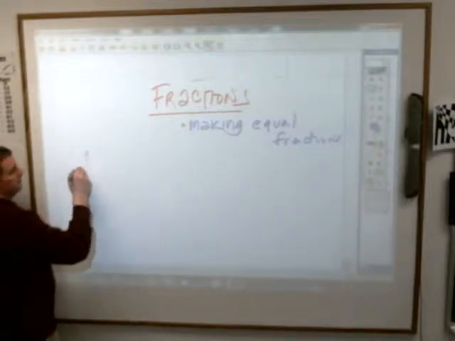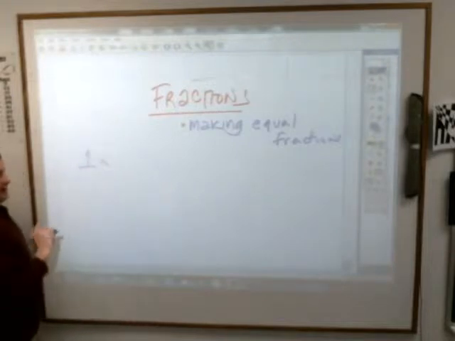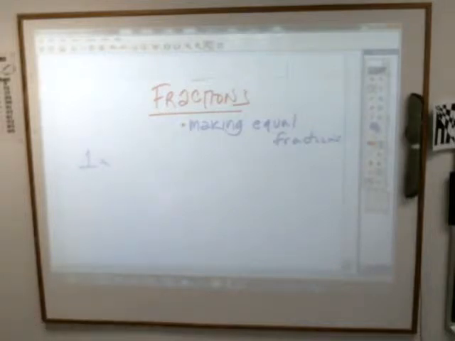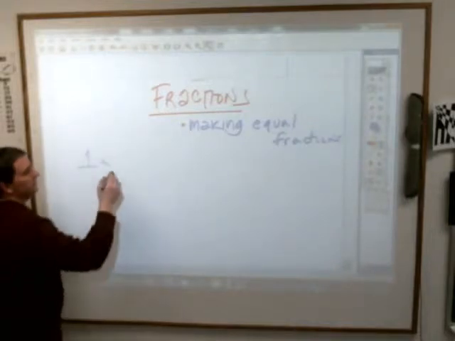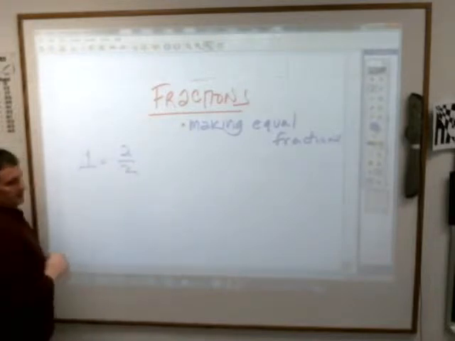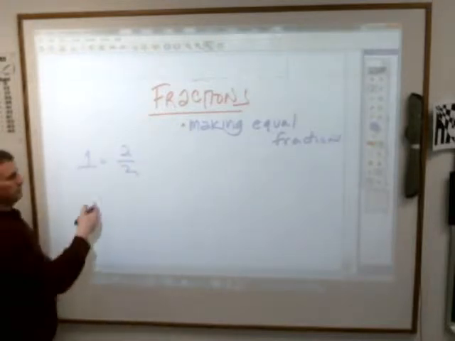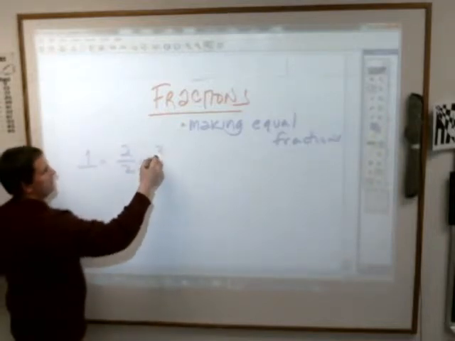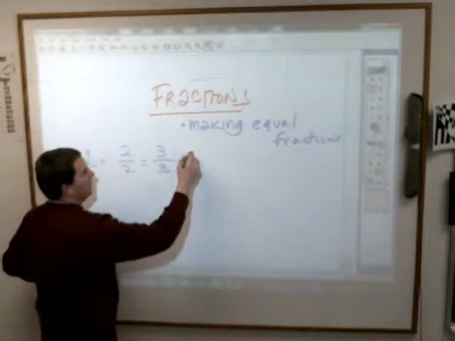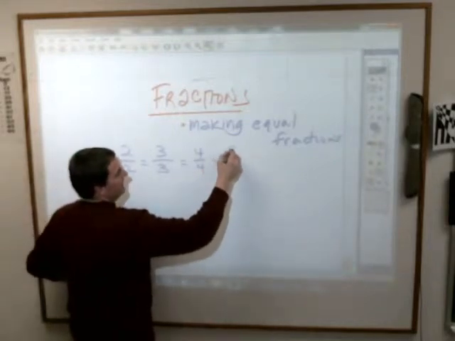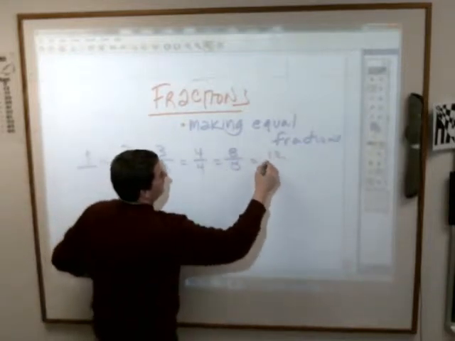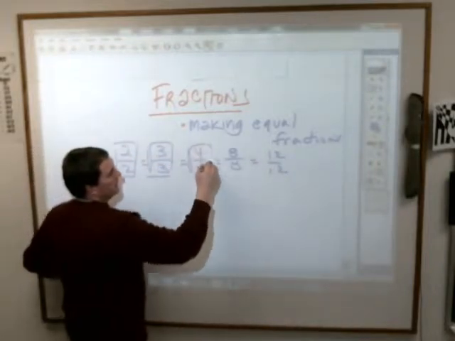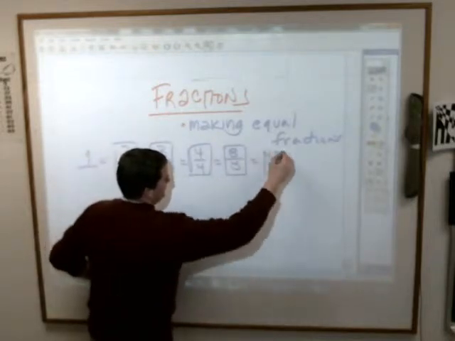If I have the number one, I can make the number one a bazillion, indefinite, infinite amount of times using fractions. For example, 2 over 2 is the same thing as 1, is it not? Cut a pizza into 2 pieces, you have 2 of them, you have the whole pizza, right? Another fraction that equals 1 is 3 over 3, or 4 over 4, or 8 over 8, or 12 over 12. All of these fractions are equal to 1, right? Are you with me?